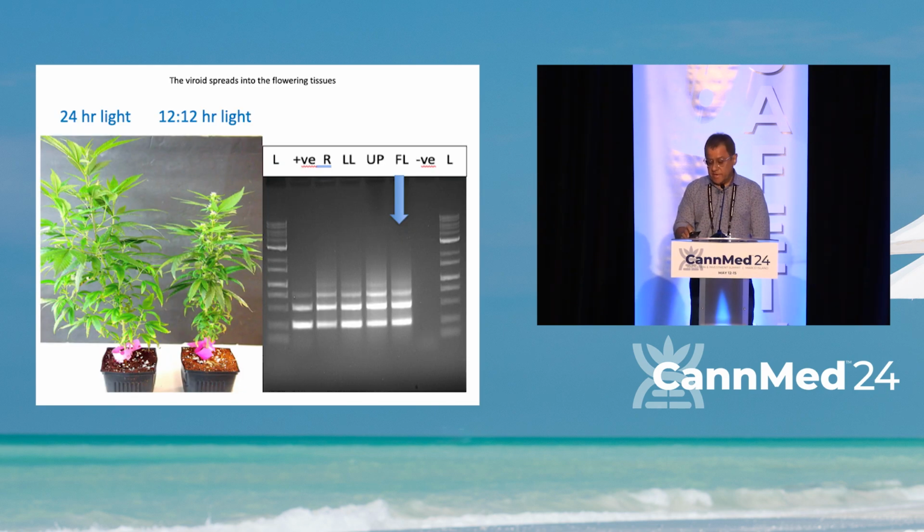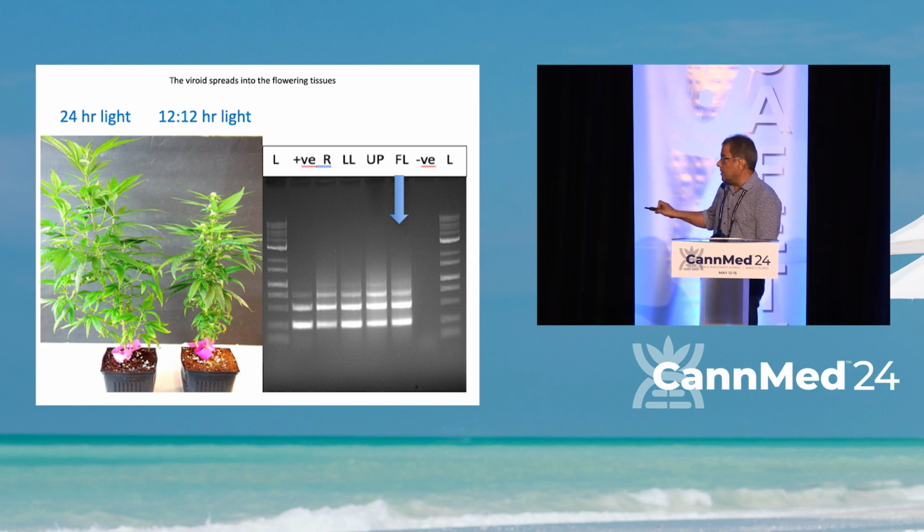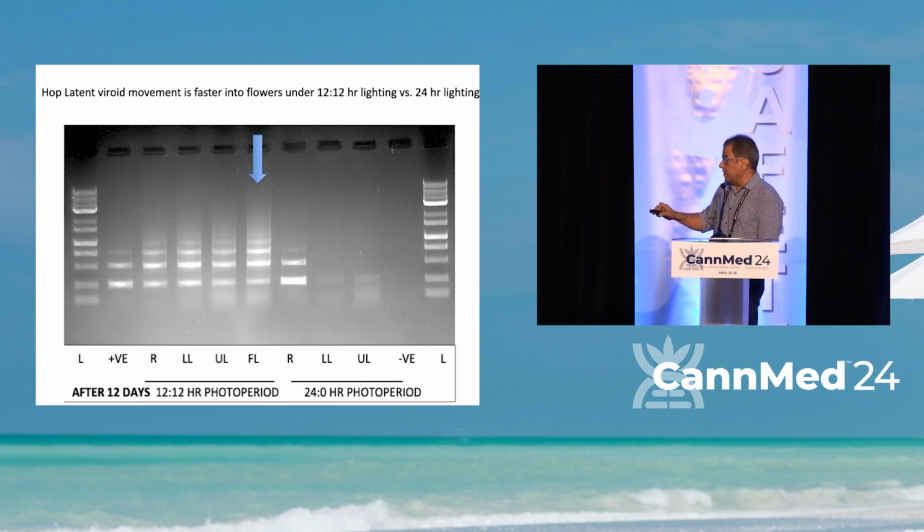Okay, so what happens when a cannabis plant goes into flower? As most of you probably know, in order to flower a cannabis plant, you have to move it over to a 12-12 cycle. And we were able to show that when you do that, look at the presence of hop latent viroid, FL. FL stands for flower. So much so that when you compare the movement of hop latent viroid in a plant that's flowering compared to a plant that's still in vegetative growth after 2 weeks, you do find it in the roots at 24 hours.